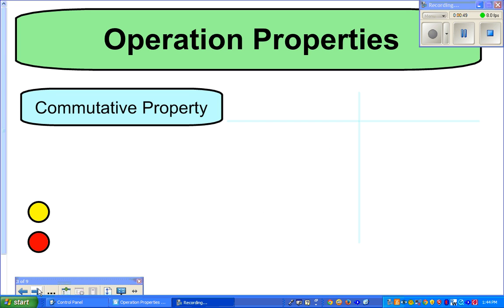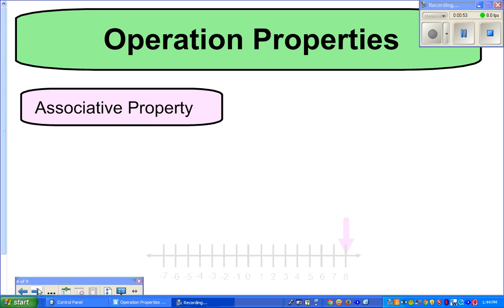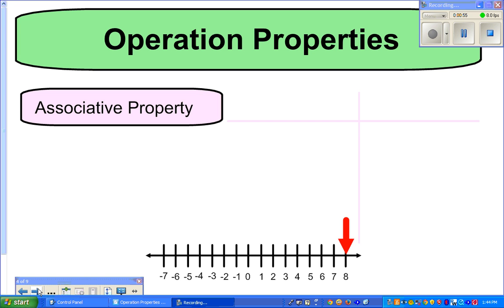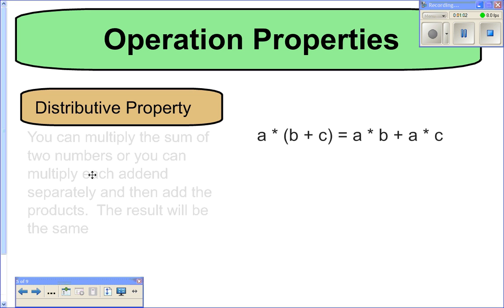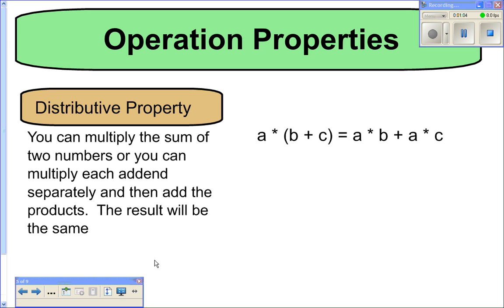Our first video involved the operation property known as the commutative property. Our second video involved the associative property, and in this video we're going to be focused on the distributive property. The distributive property teaches that you can multiply the sum of two numbers, or you can multiply each addend separately and then add the products. The results will be the same.